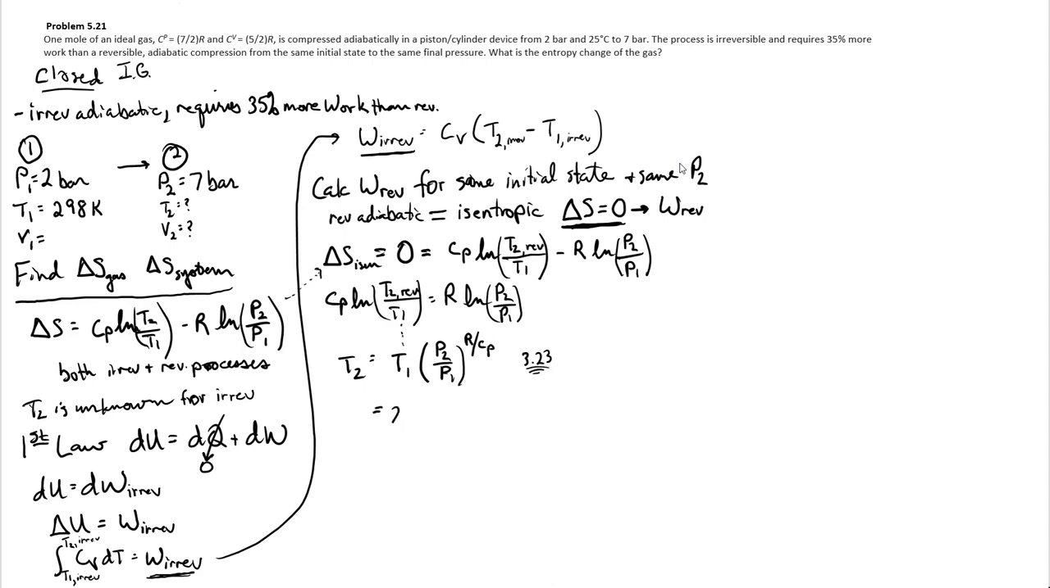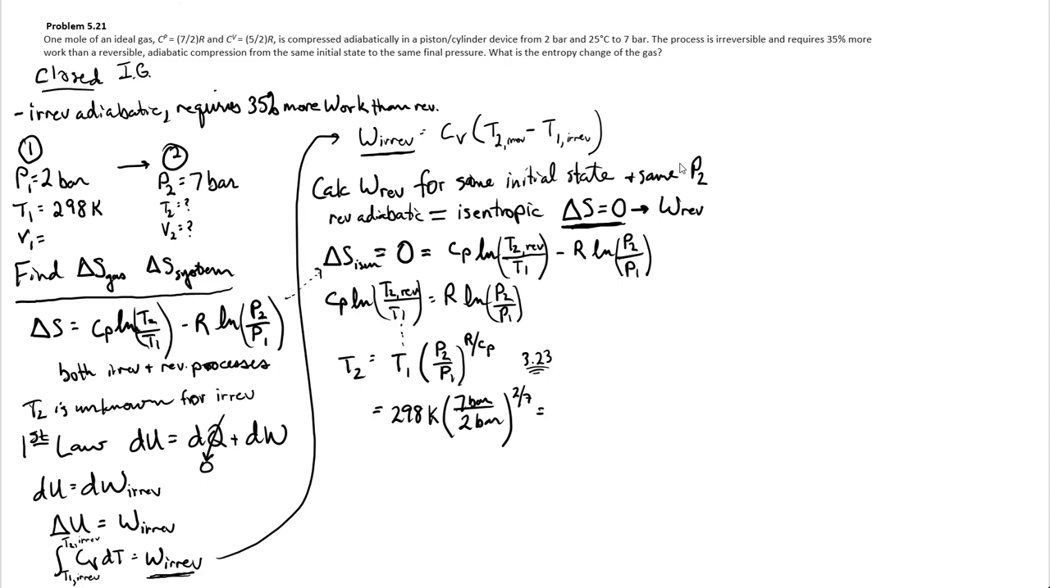But then we put these numbers in. That's 298 Kelvin, and then that is 7 bar over 2 bar, and R over Cp, that's R over 7/2 R, so that's going to be raised to the 2/7 power.